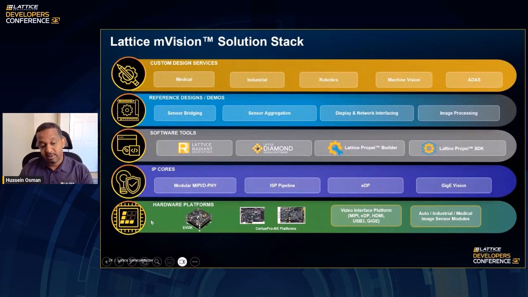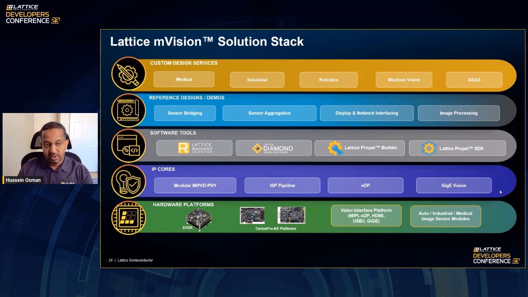And Lattice provides a solution very similar to SenseAI, which includes kits, IP cores, software tools, reference designs, and custom design capabilities to service these applications. For example, on the IP core side, you get the ISP pipeline, and we'll talk about that in a separate session in more detail.